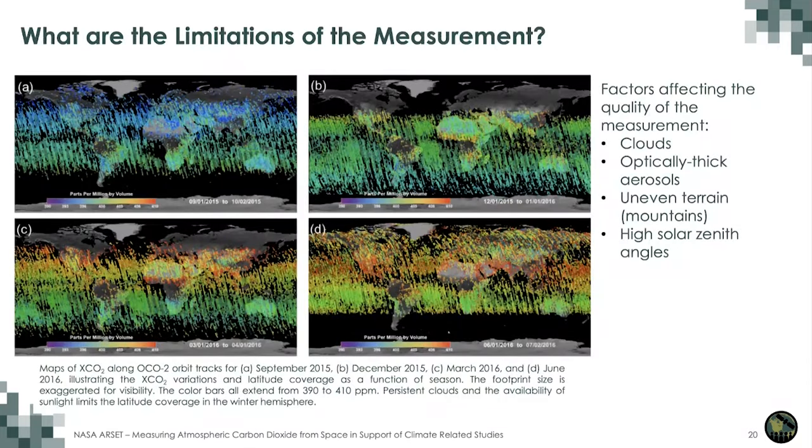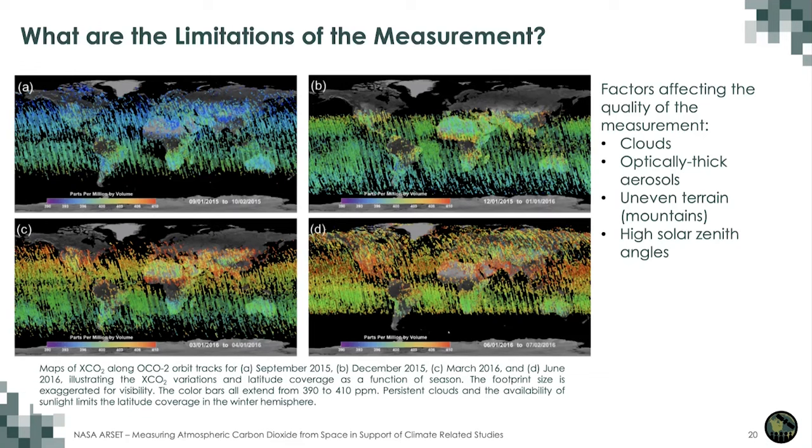So the previous slides showed measurements for an example day. But over time, we can build up a more complete picture. So each of the maps on this slide shows 1 month's worth of OCO2 measurements representing different seasons. And over the course of a month, you can see that we build up some more coverage. That said, you can see that there are some persistent gaps in coverage in the tropics. So when we have clouds or when we have optically thick aerosols, that presents challenges in measuring XCO2 in the atmospheric column. We also have some challenges when we have uneven terrain, such as mountains, because we have difficulties in characterizing the surface pressure within the satellite footprint, and we need that surface pressure within the satellite footprint to measure XCO2.